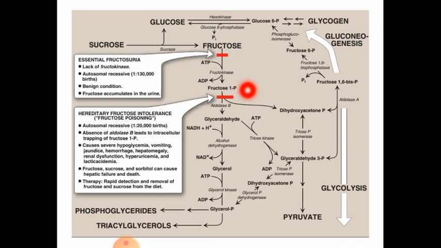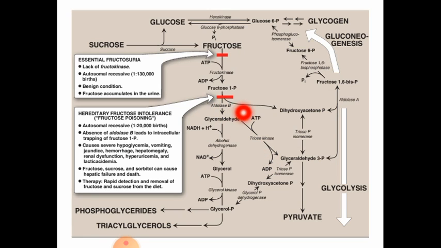Next, fructose 1-phosphate is converted into glyceraldehyde by the enzyme aldolase B. Glyceraldehyde is then converted into glycerol and finally to glycerol phosphate, and it enters into the synthesis of triacylglycerol or phosphoglycerides, etc. For the synthesis of all those compounds it is entering.